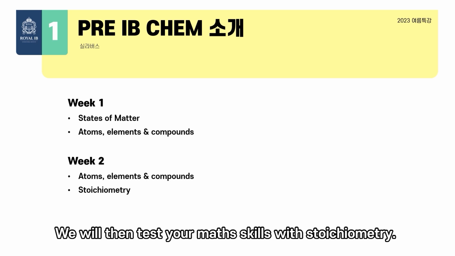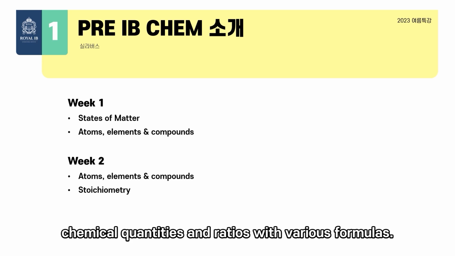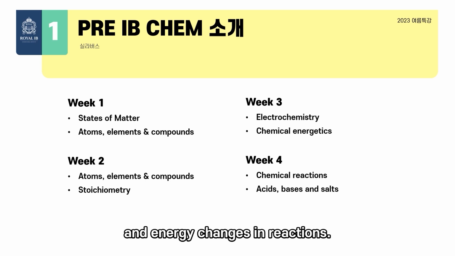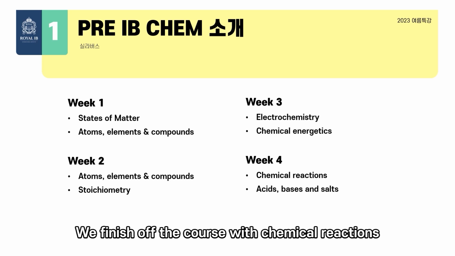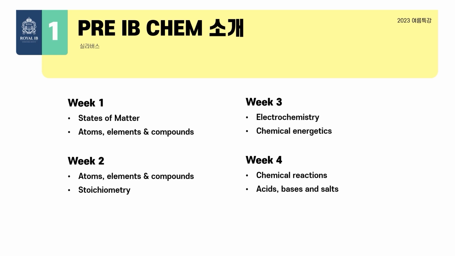We will then test your math skills with stoichiometry. Stoichiometry involves solving chemical problems using chemical quantities and ratios with various formulas. In the third week, we will look at the movement of electrons and energy changes in reactions. We finish off the course with chemical reactions and introduction into acids and bases.